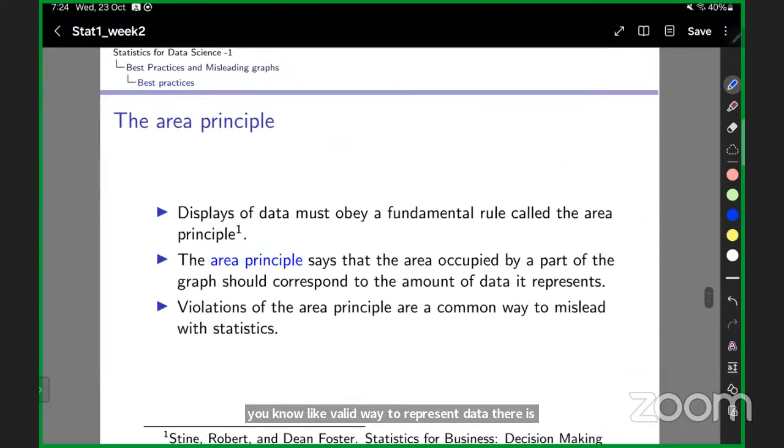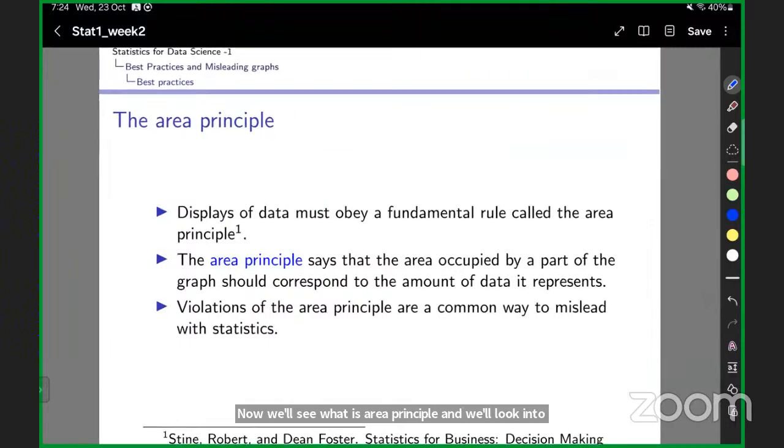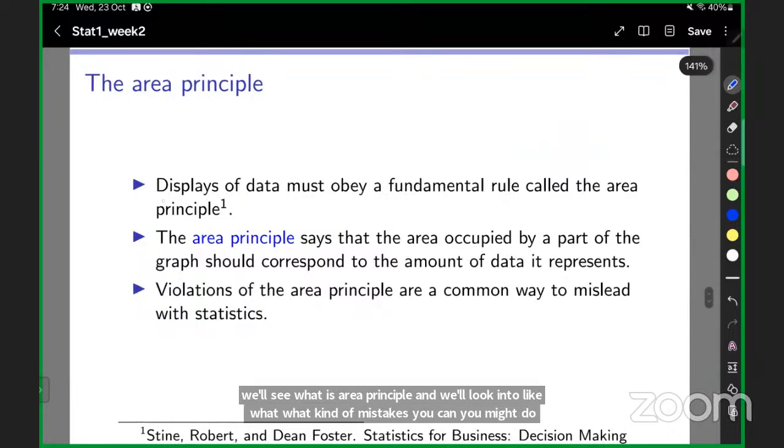Now we'll see what the area principle is, and what kinds of mistakes you might make with it. So always display the data.